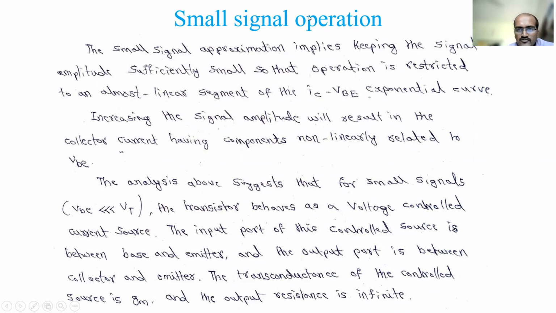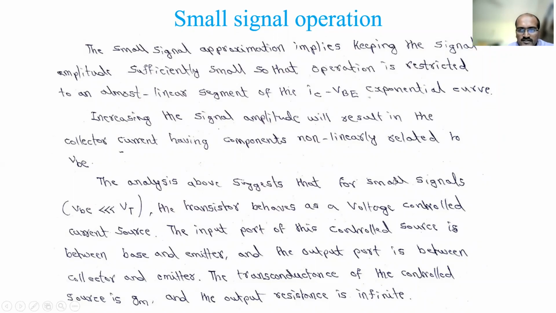The small signal approximation implies keeping the signal amplitude sufficiently small so that operation is restricted to an almost linear segment of the IC versus VBE exponential curve. The same diagram I have explained here. Increasing the signal amplitude will result in the collector current having components non-linearly related to VBE. We could not simply increase the signal amplitude, because this will make the collector current components non-linearly related to VBE. That should not happen.